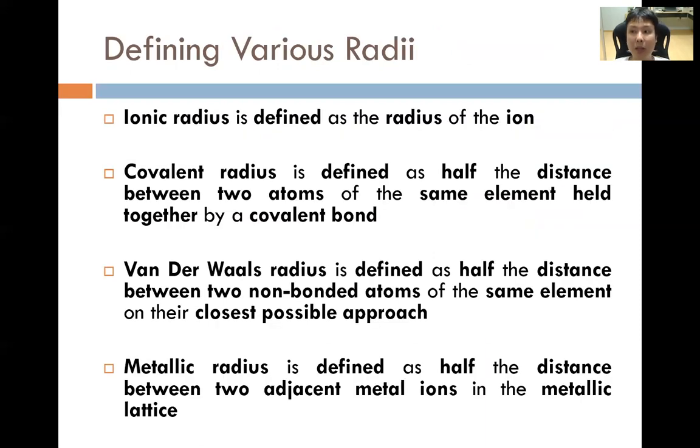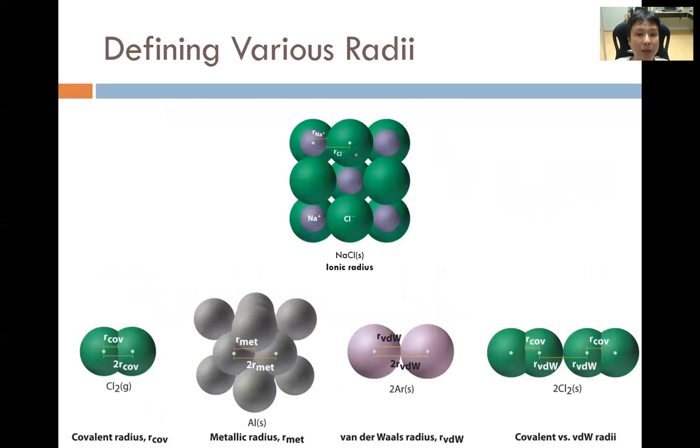So the last part of this topic is a bit unrelated to intermolecular forces of attraction, but I'm just going to put it in as we define various radii now that we are talking about intermolecular forces of attraction. Ionic radius is defined as the radius of the ion. For example, in the NaCl molecule, the ionic radius of Na plus is the distance between the nucleus and the valence shell, whereas for Cl minus, it's also between the nucleus and the valence shell.